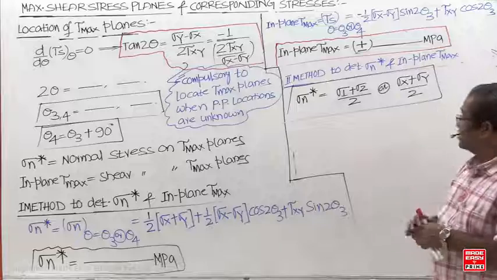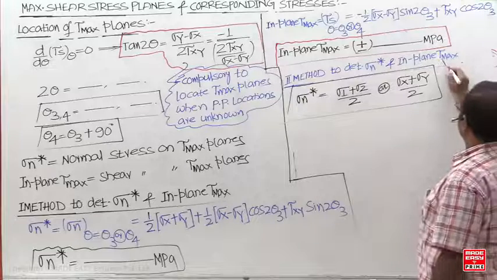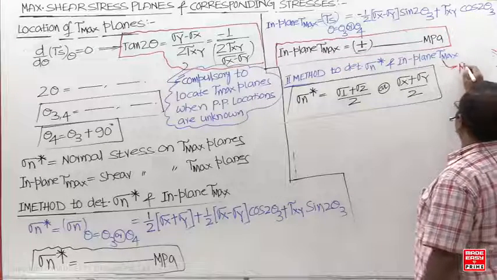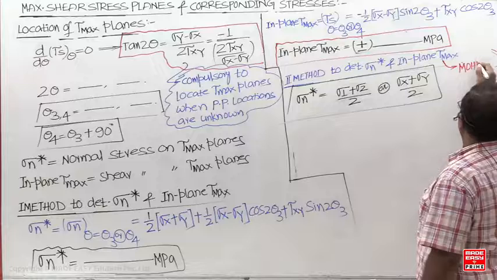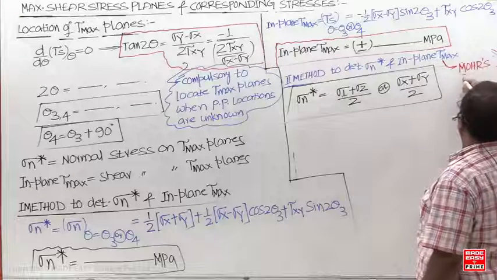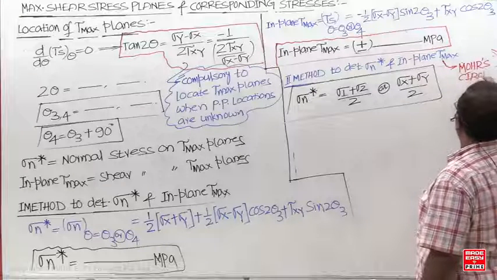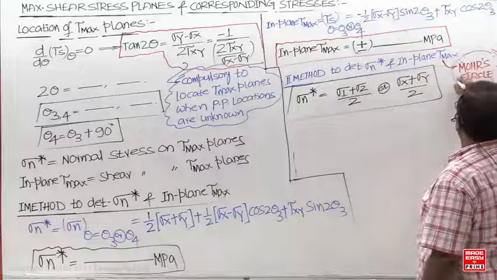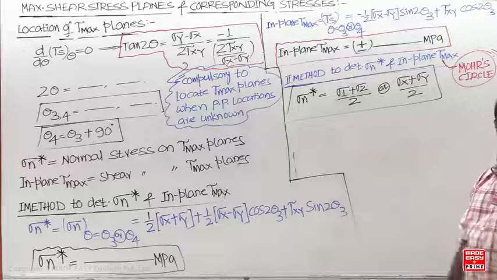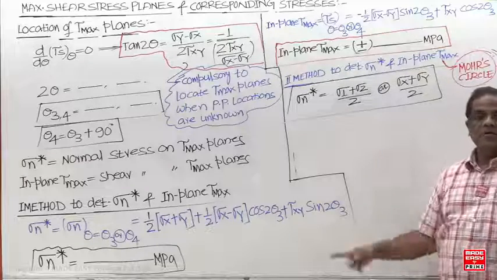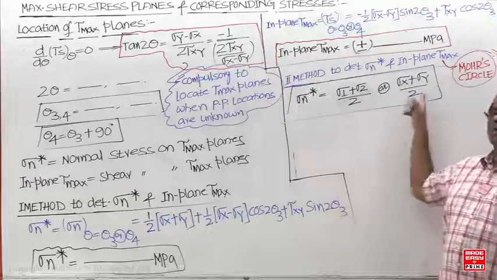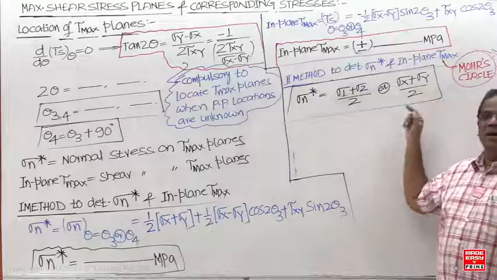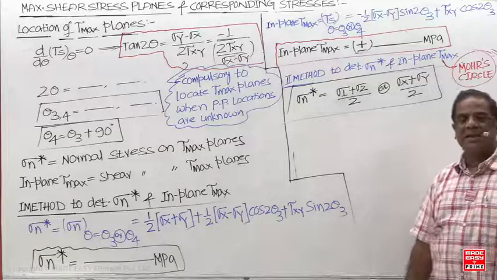All these equations, the second method I am writing, are obtained from the Mohr circle, the graphical method. What is the advantage of this method? If you know sigma x and sigma y, directly you will get sigma star.